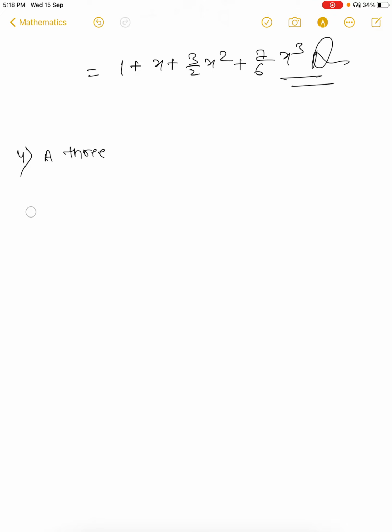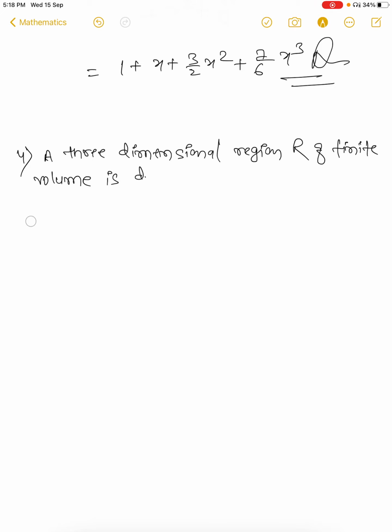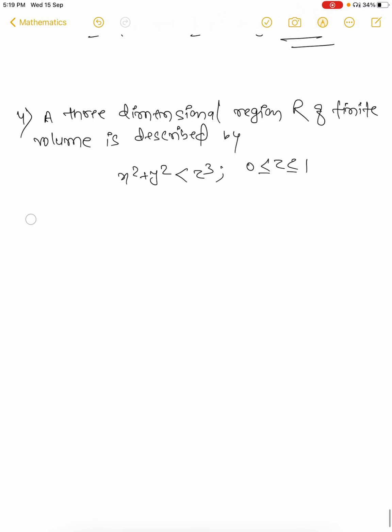A three dimensional region R of finite volume is described by x square plus y square less than or equal to z cube, 0 less than or equal to z less than or equal to 1, where x, y, z are real.